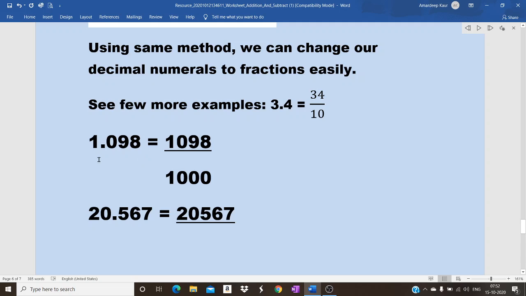See one more example, 1.098. So remove the decimal and write 1098 as the numerator. Count the digits in the decimal part: 1, 2, 3. So in my denominator, 1, 2, 3 zeros are there and then 1. Similarly, see 20.567, again the decimal is removed and 20567 is written there, and what will be my denominator? 1, 2, 3, so there will be 1000, 3 zeros with 1 added.